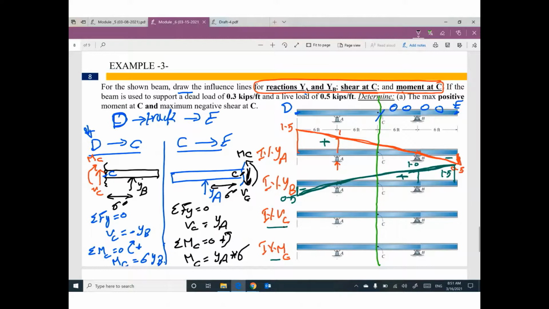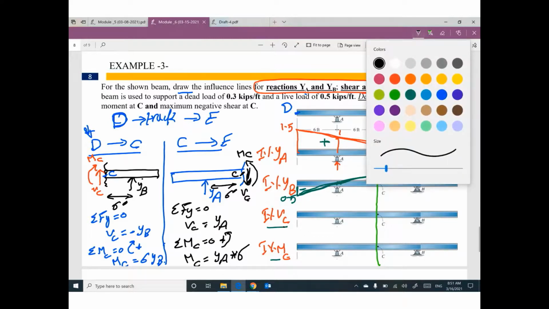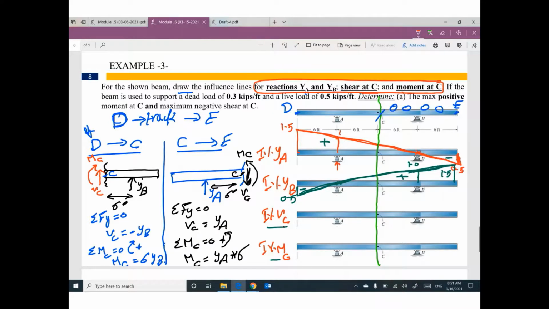Do you remember that? Let me remind you. From D to C, I'm looking for YB and multiply it by negative. Here is the YB diagram. Can you take it and multiply it by negative? If you multiply this diagram by negative, the negative will be positive, the positive will be negative. It will look like this.